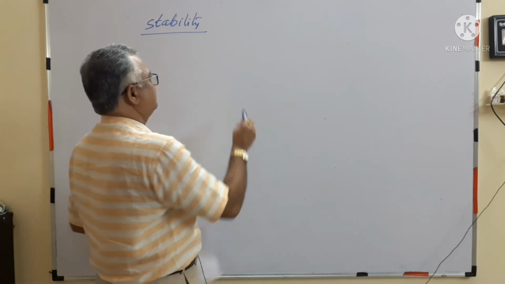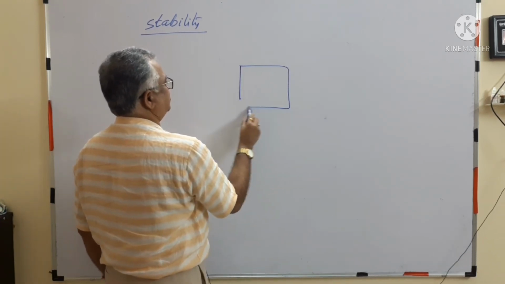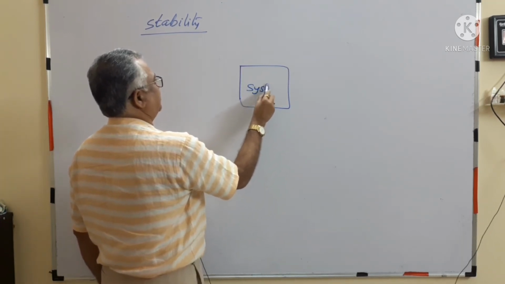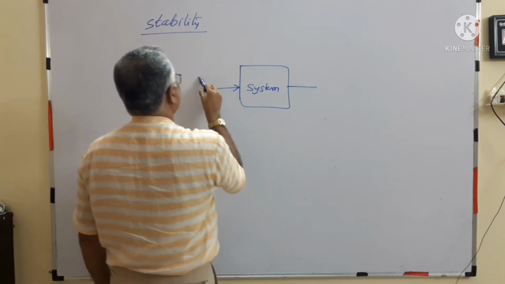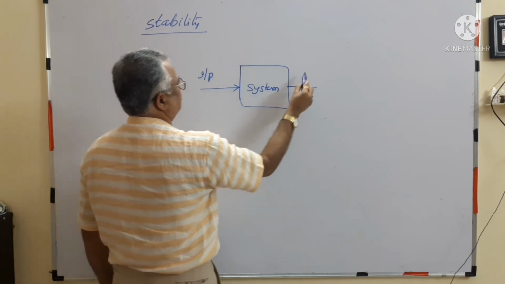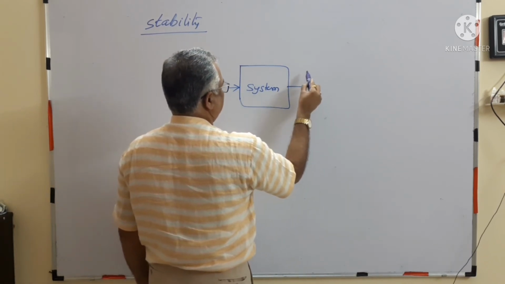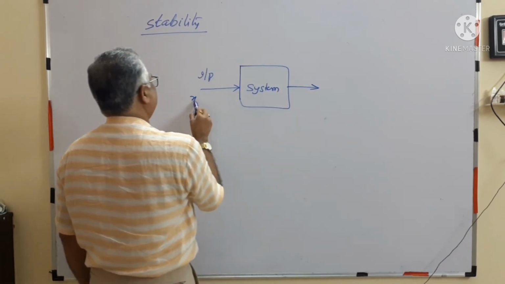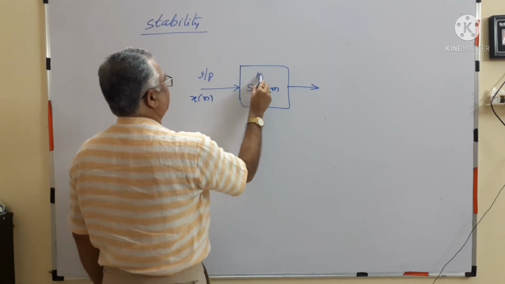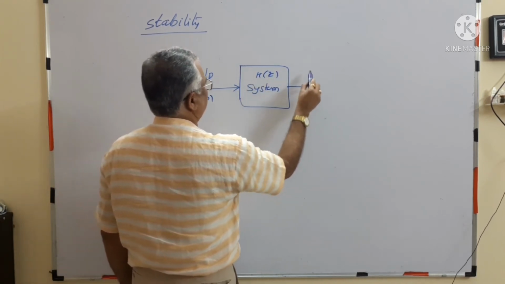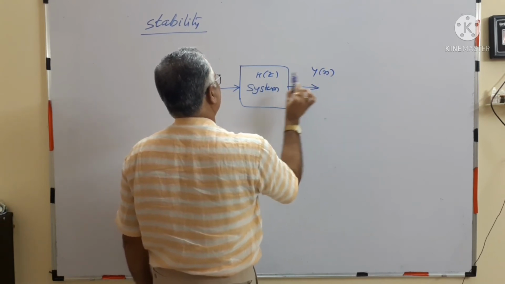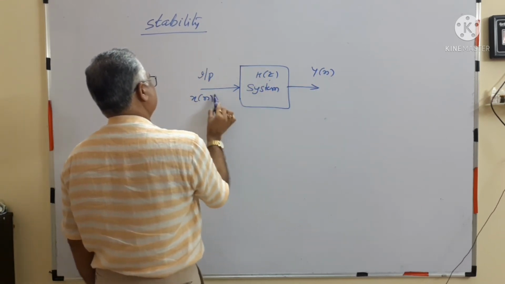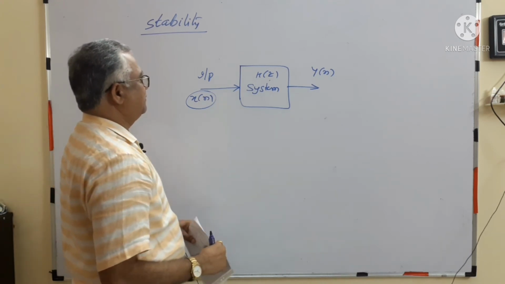In general, any system, when we apply input, then output will come. So input can be x of n, system can be h of z, output can be y of n. This output is disturbed by h of n, also disturbed by x of n.